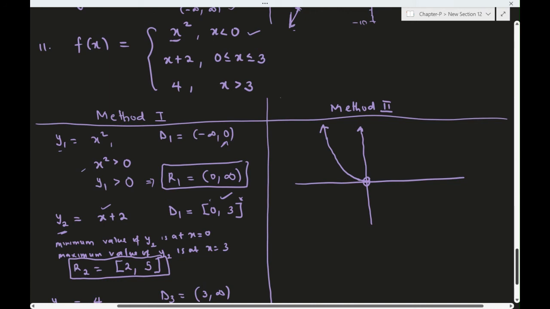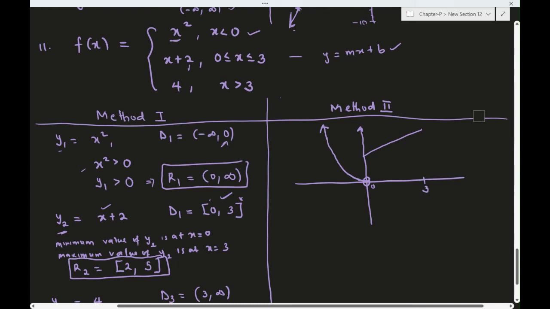Now, for the second piece, we are between 0 and 3. And if you look at it between 0 and 3, what do we have? This is a line, right? Remember, this is our y equals mx plus b, where b is the vertical intercept and m is the slope. So this is just something like this. It's just going to be a positive line, which is rising, because the y-intercept is going to be 2.